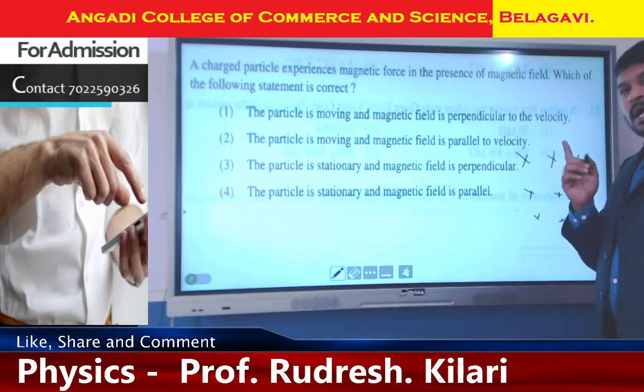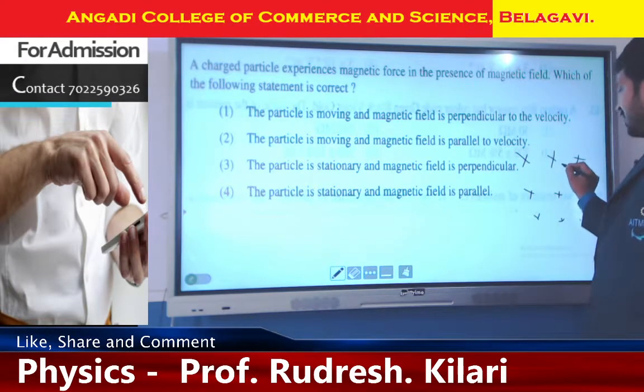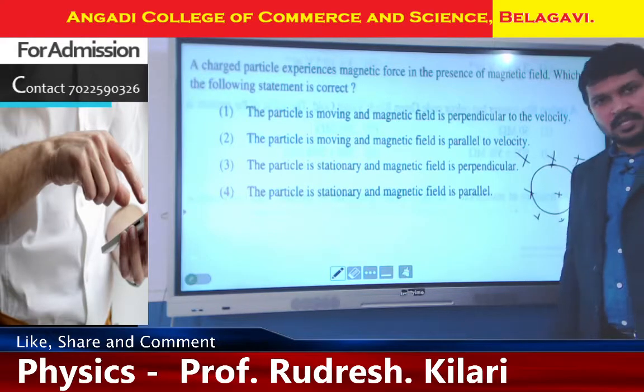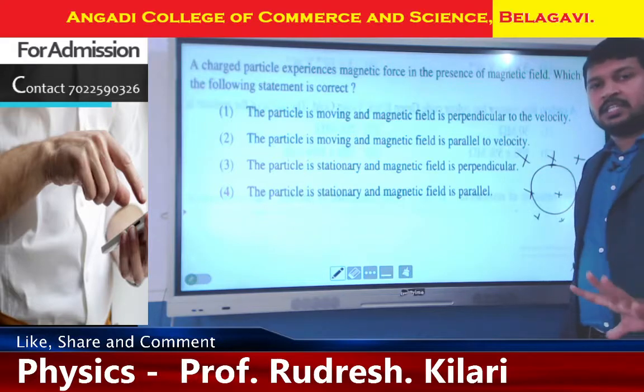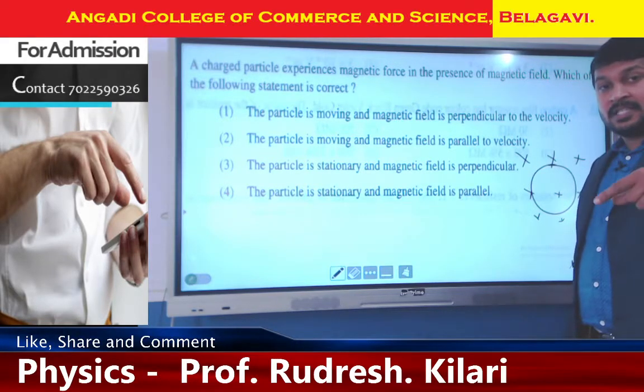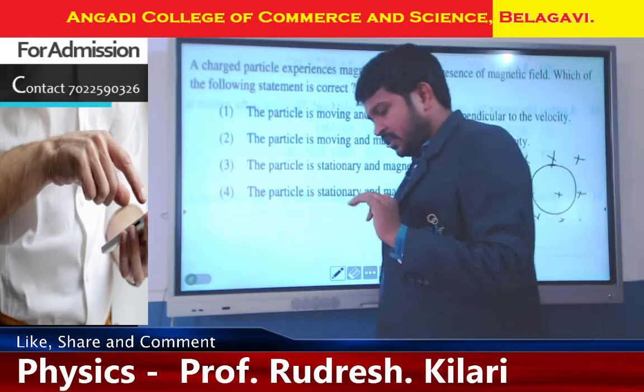If electric and magnetic fields are perpendicular, the charged particle travels in a circular path. Yes, if electric and magnetic fields are parallel, the charged particle will travel in a straight path. If both are present, it travels in a helical path. Yes or no? Okay, now what is the answer?